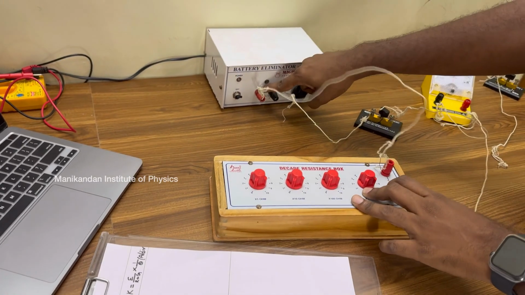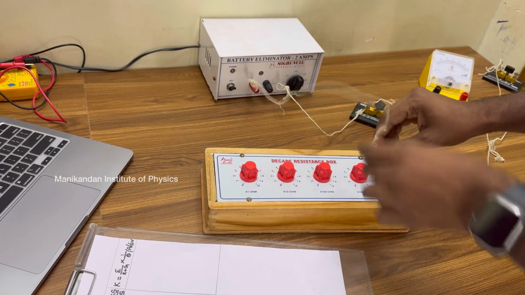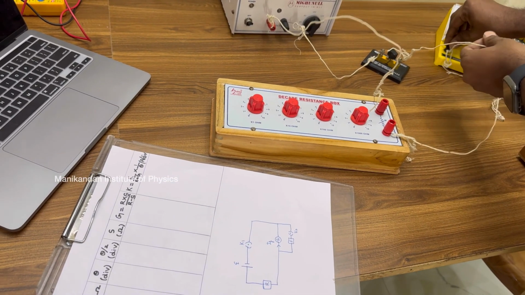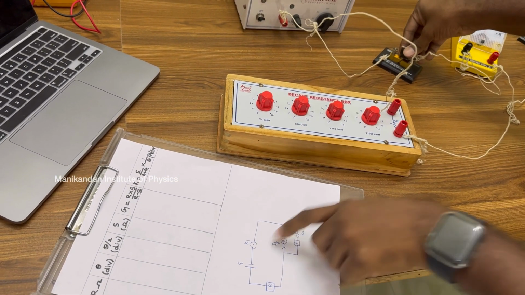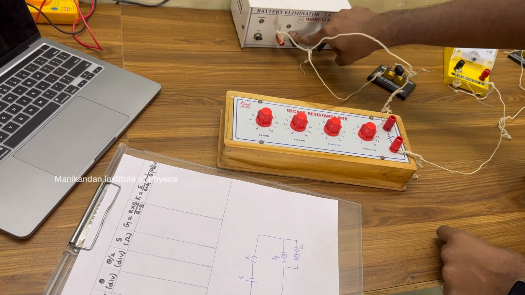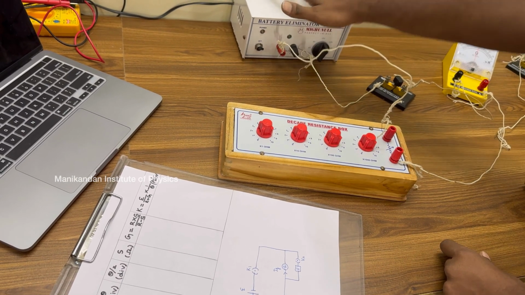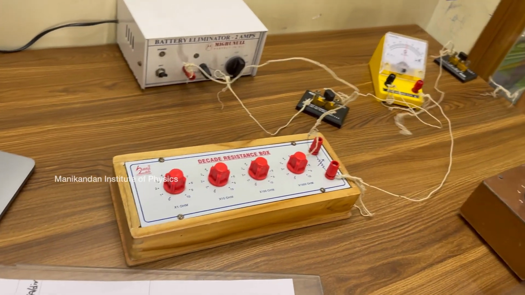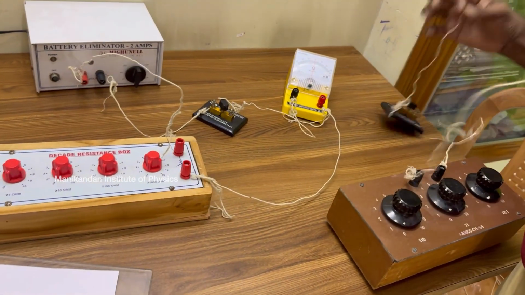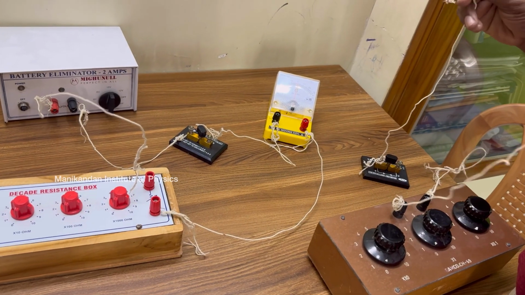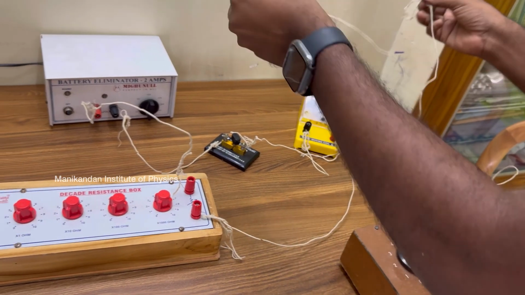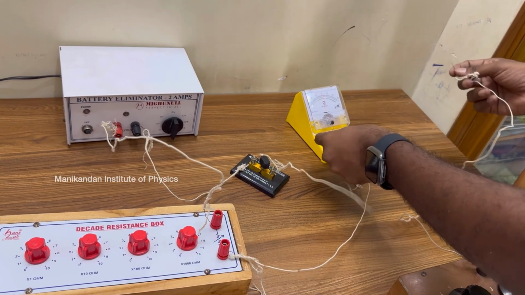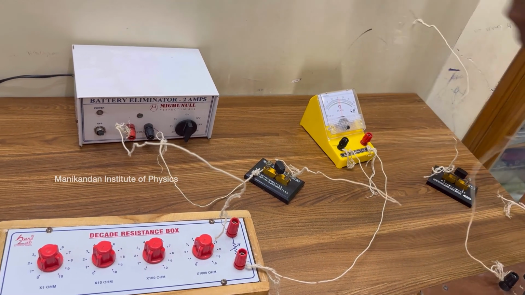So first, from the positive terminal of the battery to the resistance box, from the resistance box to the galvanometer, galvanometer to a key K1, and key K1 to the negative terminal of the cell. So this is called the primary circuit. Now we have a shunt resistance connected with a key. I am going to connect this shunt resistance parallel to the galvanometer, one end with one side of the galvanometer and the other with the other side of the galvanometer.